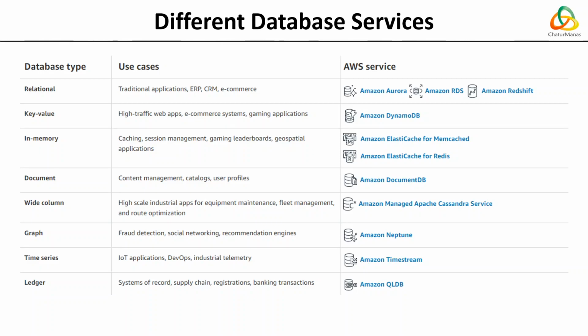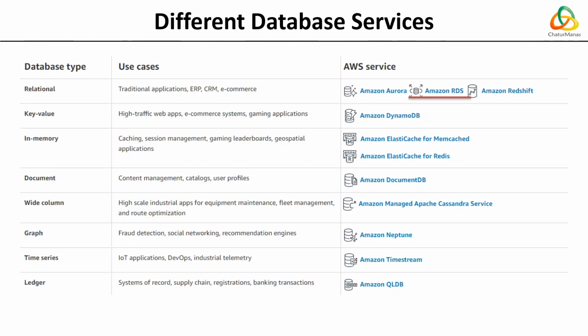It has a document database, which is DocumentDB. Then it has a wide column database, which is based on Cassandra, which is managed by AWS. Then it has a graph database, which is Neptune. Then it has a time series database, which is Timestream. And then finally a ledger database, which is QLDB. So these are the different services offered by AWS in terms of its database services.